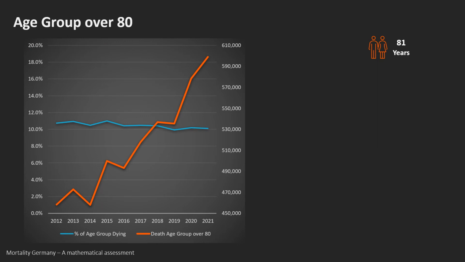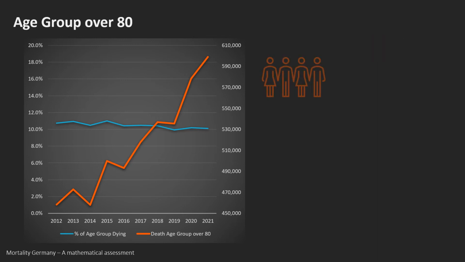And I put that all together on a graph. Blue is the percentage of that age group dying, and orange is the deaths in that age group. As we said, it went from 440,000 to almost 600,000 in the period under review.